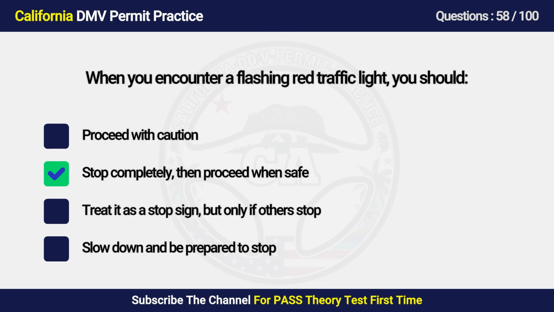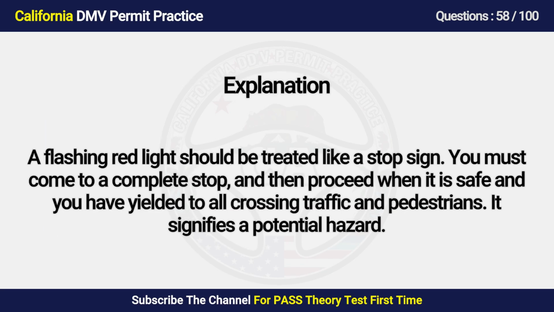Answer is B. Stop completely, then proceed when safe. A flashing red light should be treated like a stop sign. You must come to a complete stop, and then proceed when it is safe and you have yielded to all crossing traffic and pedestrians. It is a potential hazard.